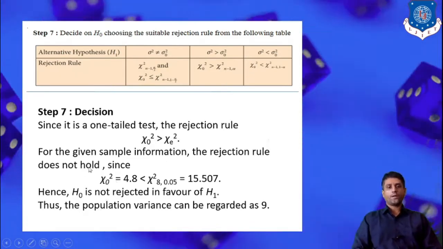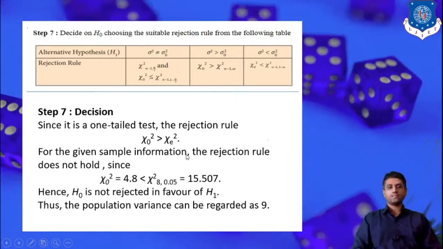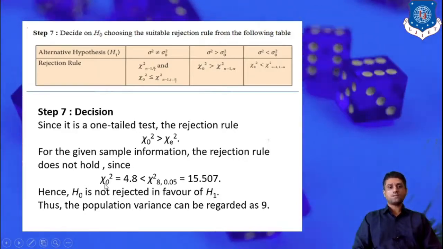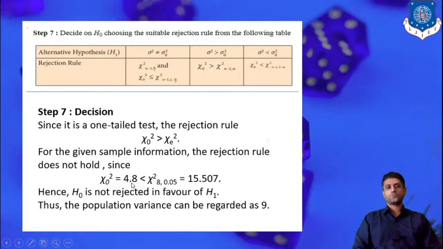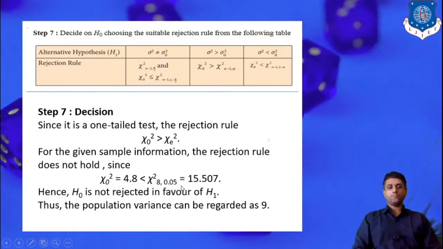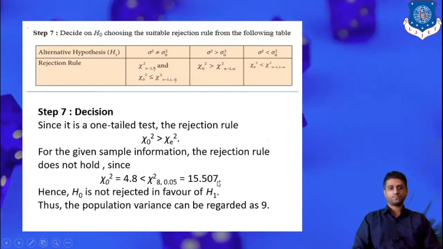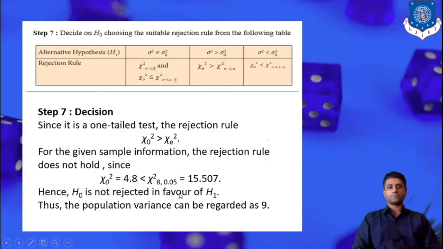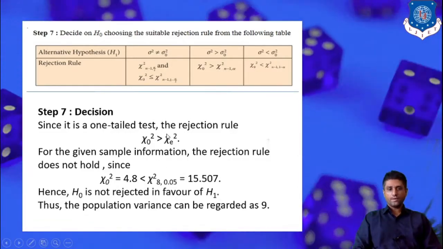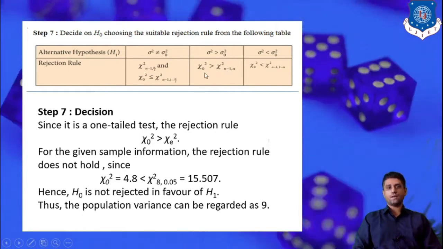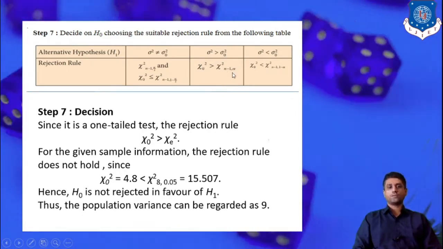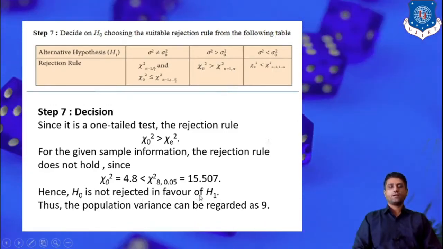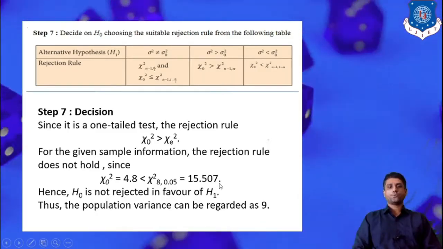So see what happened in our case. For the given sample information, the rejection rule is not satisfied, because the observed chi-square value is 4.8 and the tabulated chi-square value is 15.507. So definitely the observed chi-square value is less than the tabulated chi-square value. That is totally opposite to the rule. That's why we say that H0, the null hypothesis, is not rejected in favor of the alternative hypothesis.